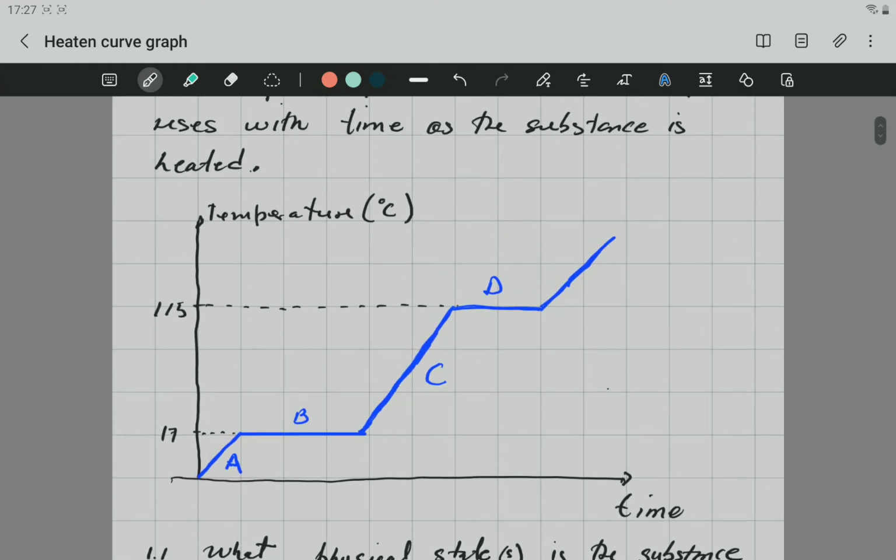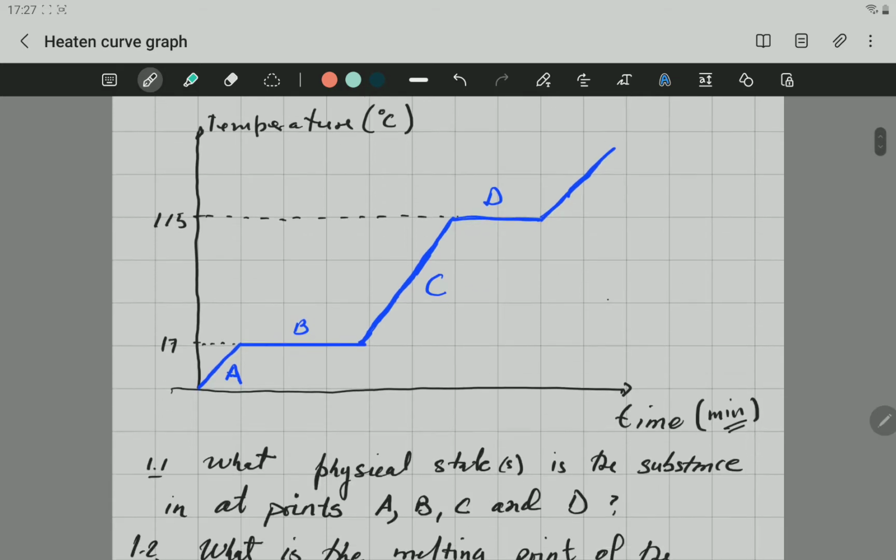Okay, so this is the graph. Let me show you so you can pause the video and look at the graph. On the y-axis you see temperature, and on the x-axis you see time. I didn't write the unit. It could be minutes, it could be seconds. It's not really important. I'm going to write just minutes.